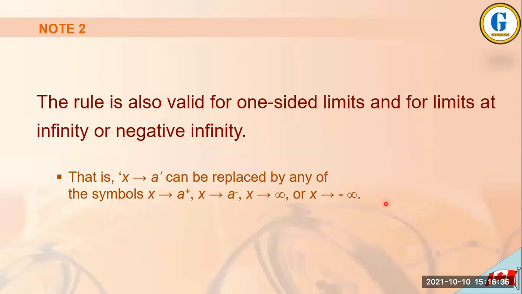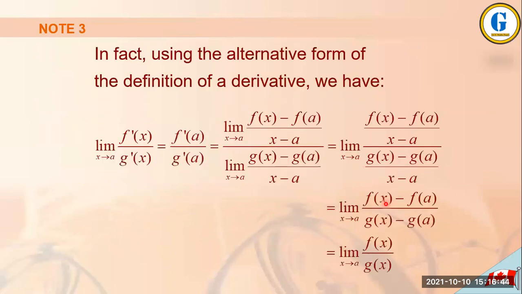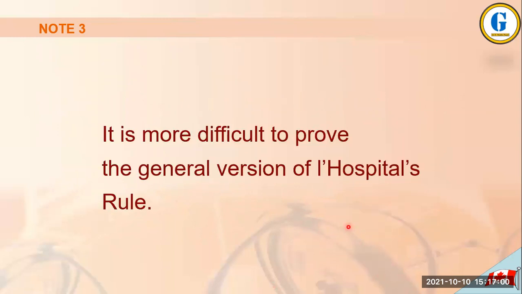So the rule is valid for one-sided limits and for limits at infinity or negative infinity. So you can apply these limits at all of these points. And this is normally a proof of L'Hopital's rule. But they will not ask this in the GCE. They will not ask this. The limit as x tends to a of f'(x) over g'(x) is the same as this. You can see right at the end. So this is where L'Hopital's rule comes in.